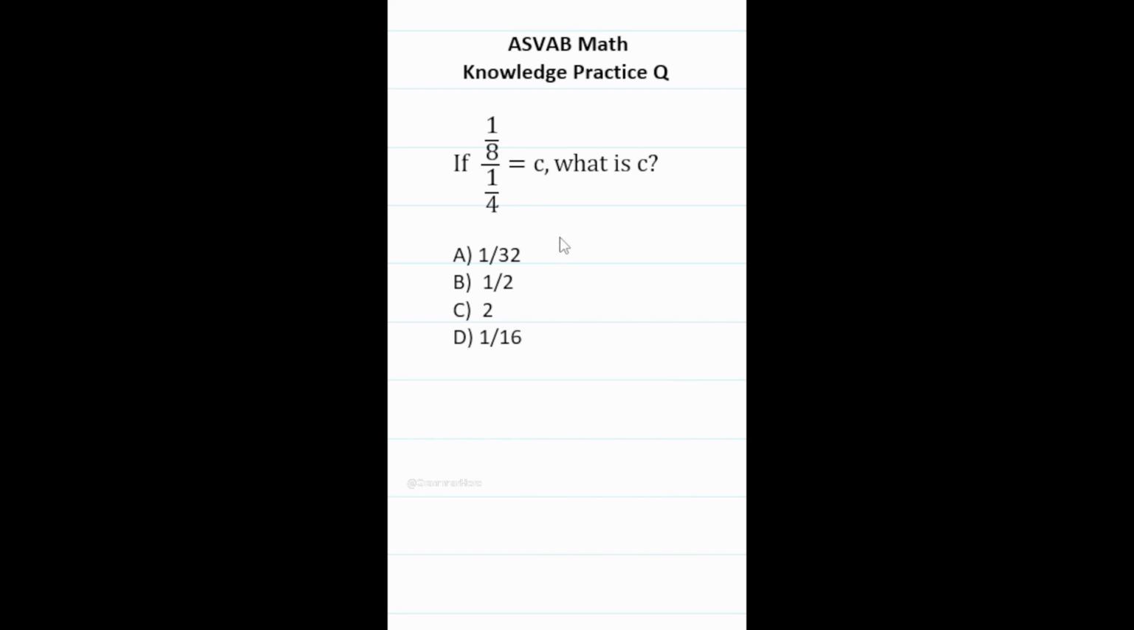This ASVAB math practice test question says this: if 1/8 divided by 1/4 equals C, then what is C? So in this case, we're dividing two fractions, notably 1/8 by 1/4. When you divide fractions, you have to follow the algorithm keep, change, flip.